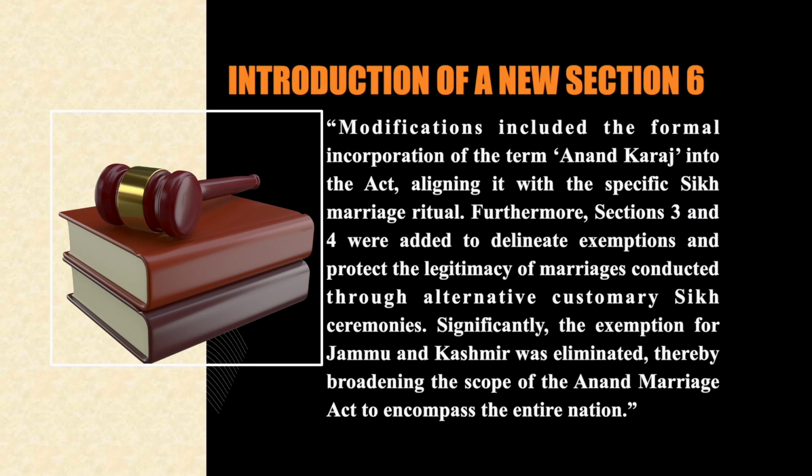Modifications included the formal incorporation of the term Anand Karaj into the Act, aligning it with the specific Sikh marriage ritual. Furthermore, Sections 3 and 4 were added to delineate exemptions and protect the legitimacy of marriages conducted through alternative customary Sikh ceremonies. Significantly, the exemption for Jammu and Kashmir was eliminated, thereby broadening the scope of the Anand Marriage Act to encompass the entire nation.